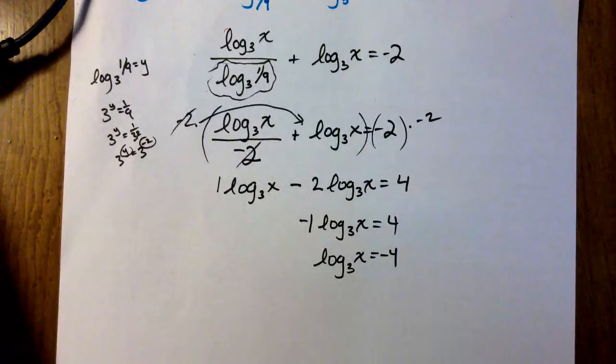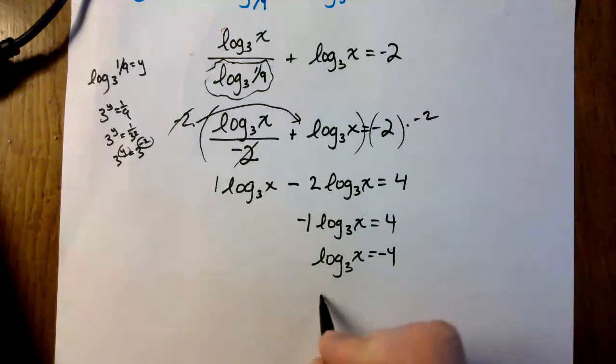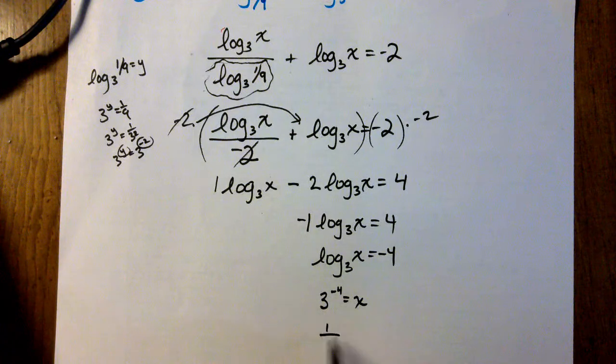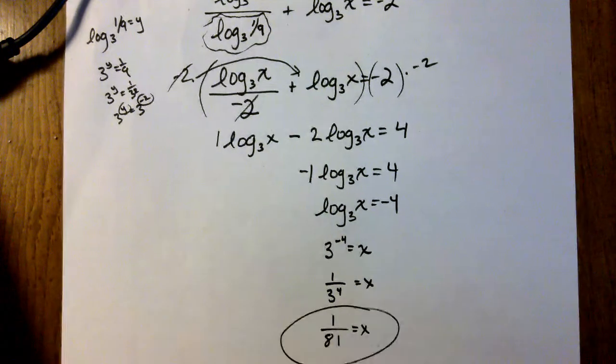And then, how do we get x by itself? Oh, we can convert to exponential form because I know that 3 to the -4th power equals x. And 3 to the -4th power is the same as 1/3 to the 4th power, which would be 1/3 times 3 times 3 times 3, which is 81. So I can get my answer right there for this problem.